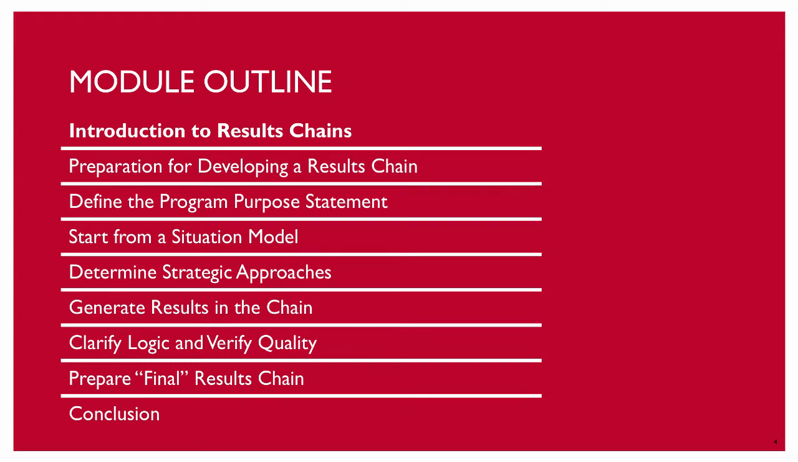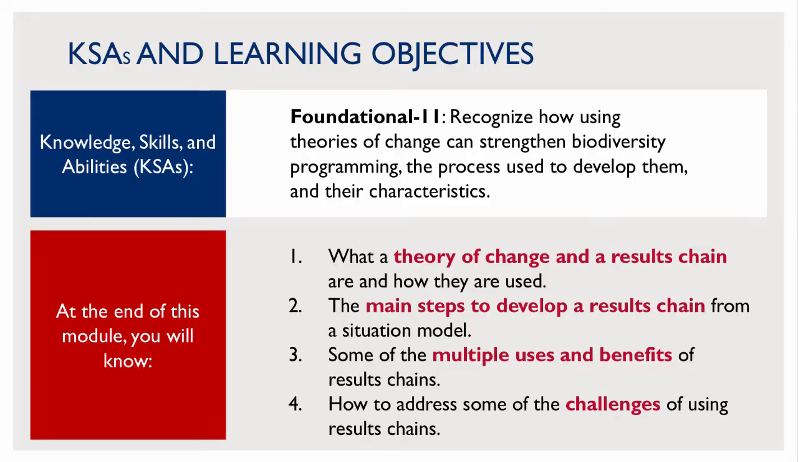In this introductory presentation, we will provide an overview of key terminology and how results chains are used to depict theories of change in USAID biodiversity programming. Then, in subsequent sections, we'll walk you through the steps to develop results chains for your programs. To follow along in How-To Guide 2, this section covers pages 7 through 9.